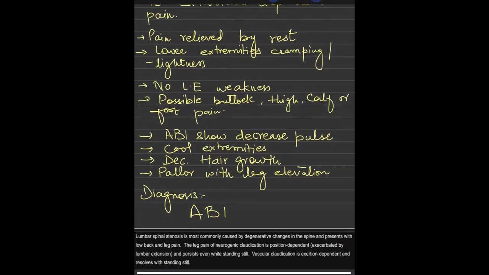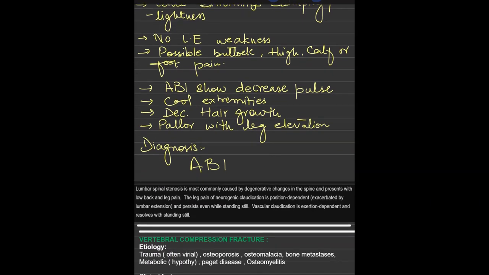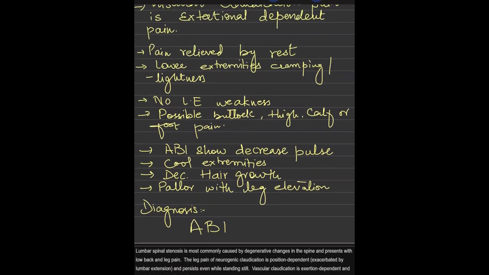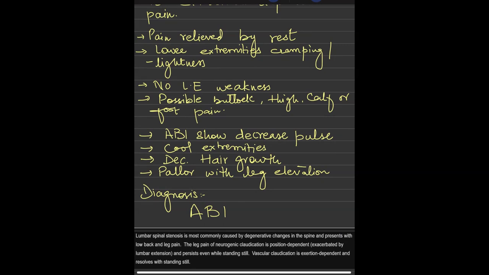So this was all about claudication. It could be neurogenic or vascular. One tip which I would like to discuss here is this one. Lumbar spinal stenosis is most commonly caused by degenerative changes in the spine and presents with lower back pain and leg pain. The leg pain of neurogenic claudication is position dependent, exacerbated by lumbar extension, and persists even with standing still.